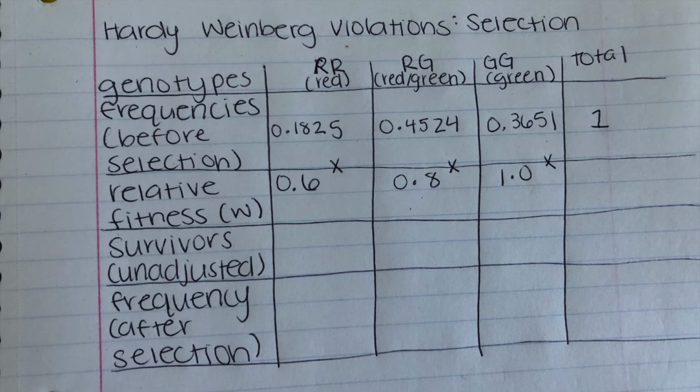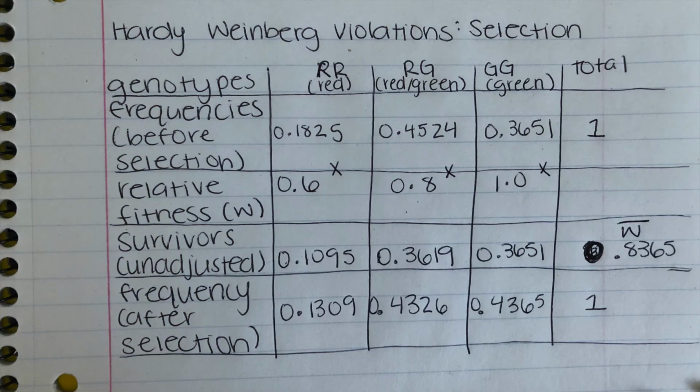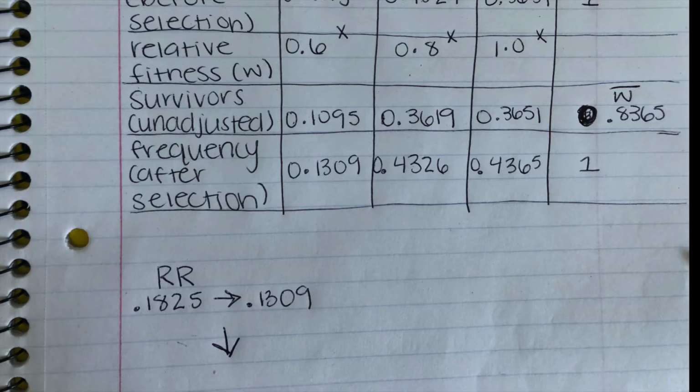Our frequencies before selection and our relative fitness can be multiplied to give us our unadjusted survivors. This can then be added together to get our average fitness of 0.8365. If we take each genotype survivor and divide that number by the average fitness, we can determine the frequency after selection. Those should add up to equal 1. Now let's look at the before and after frequencies.